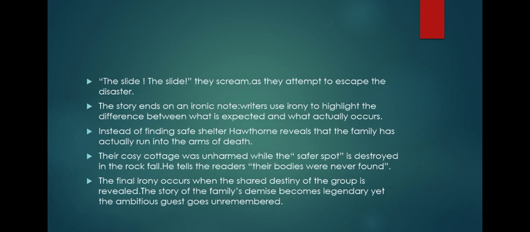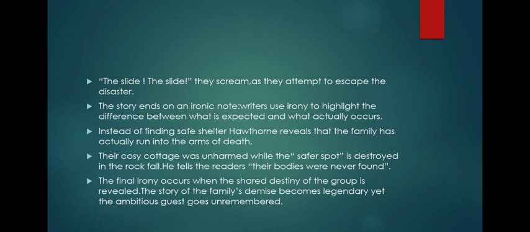Their cozy cottage was unharmed. Now what happens? The cottage where they were staying was unharmed. Okay, the rocks did not harm the cottage, but the safer spot which they considered safe was destroyed in the rock fall. Now the falling of the rocks destroyed the safe shelter. He tells the reader that the bodies of the family were never found.